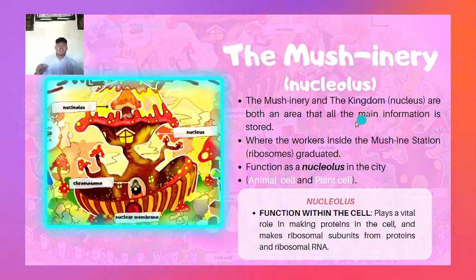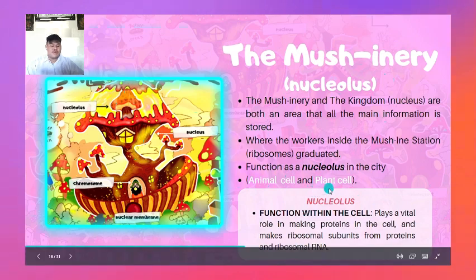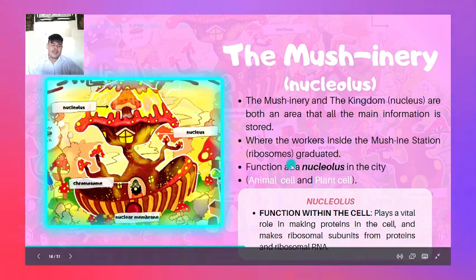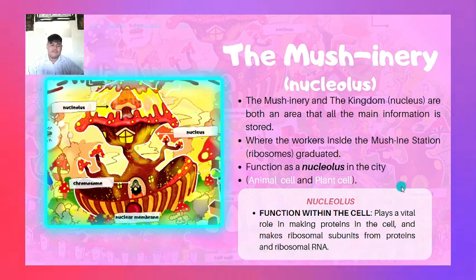So they are related with each other because just like a nucleolus, the nucleolus plays a vital role in making proteins in the cell and makes ribosomal subunits from proteins and ribosomal RNA, or rRNA. Again, rRNA, or the ribosomal RNA.